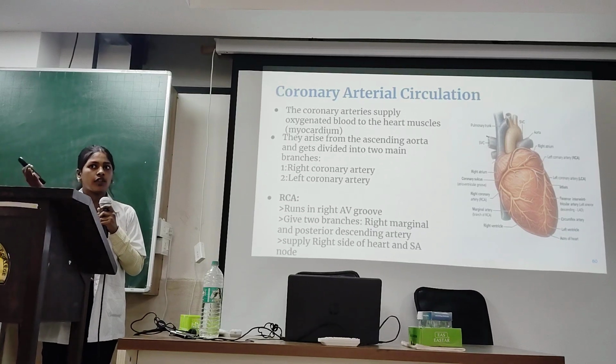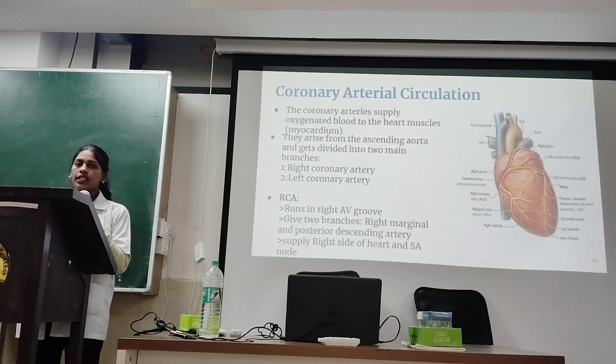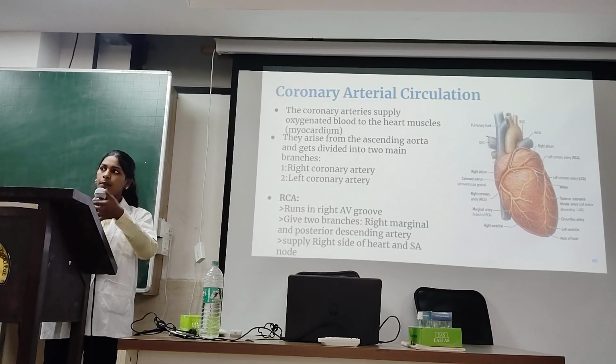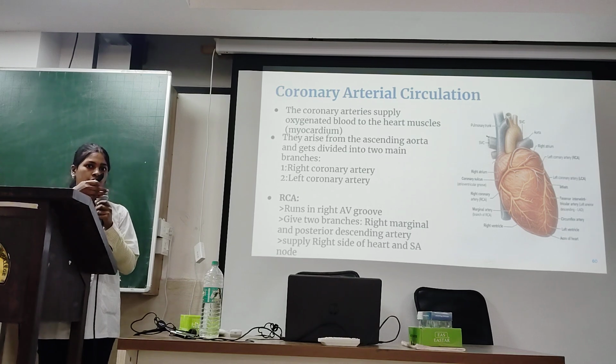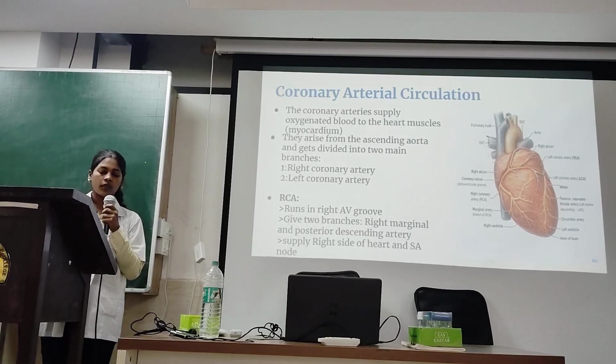and a posterior interventricular artery. The posterior interventricular artery is also known as the posterior descending artery because it goes on the posterior side of the heart and descends downwards towards the apex of the heart. The right coronary artery, together with its branches, supplies the right side of the heart and also the sinoatrial node.